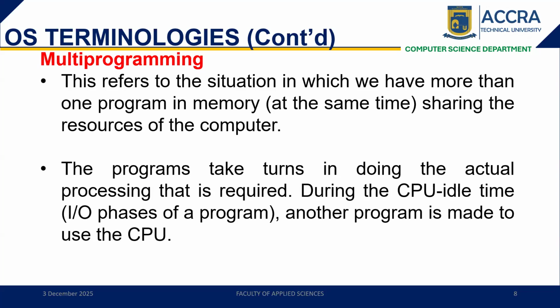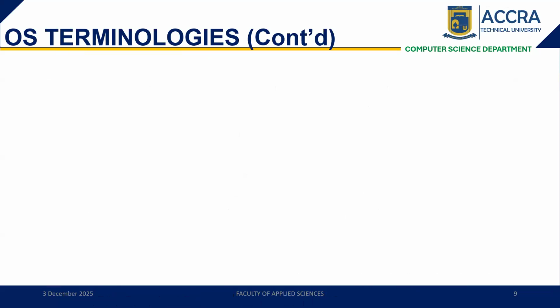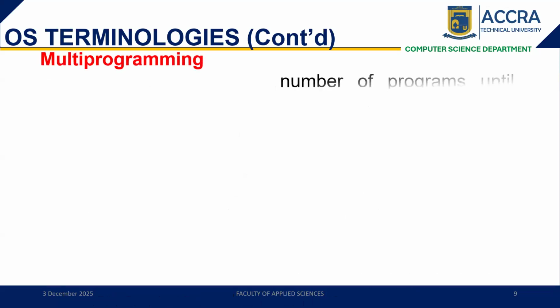But the moment you start giving certain instructions using the devices to do one or two things, then the OS has to create that particular process for those activities to be done successfully without any problem as well. So we can increase the number of programs until the CPU is never idle. Most of the time, the CPU is working. Once the processes and jobs are coming in, it will continue to work without any problem at all.